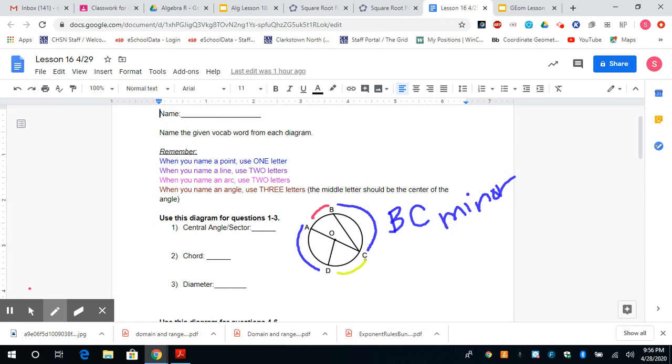A central angle, if you're naming an angle, you're using three letters. So for the first one, remember the central angle or the sector. Think of the pizza pie. Our pizza pie has to be perfect. It has to stem from the middle. So any piece that stems from that middle. From the center, the only two lines that come from the center are these two. So my central angle or my sector would be called A, and then go to the middle, O, and then D. So you're going from outside to center to outside. Okay, and that's how you name it. So I gave you the first one.